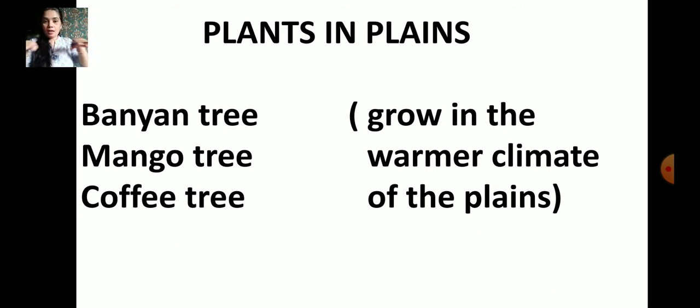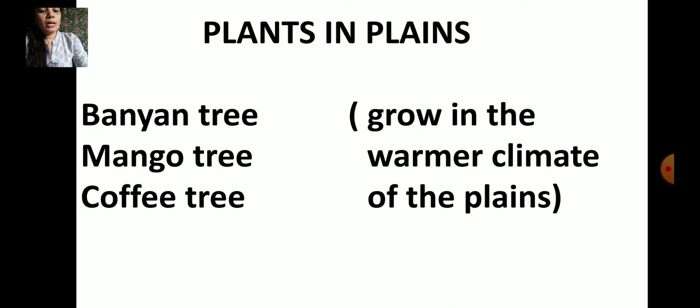Plains means a level land. Where does the mango tree grow, banyan tree grow? On the ground which is level. So the trees growing in the plains have lots of spreading branches. And trees like banyan trees, mango tree, coffee tree, they all grow in the warmer climate of the plains.